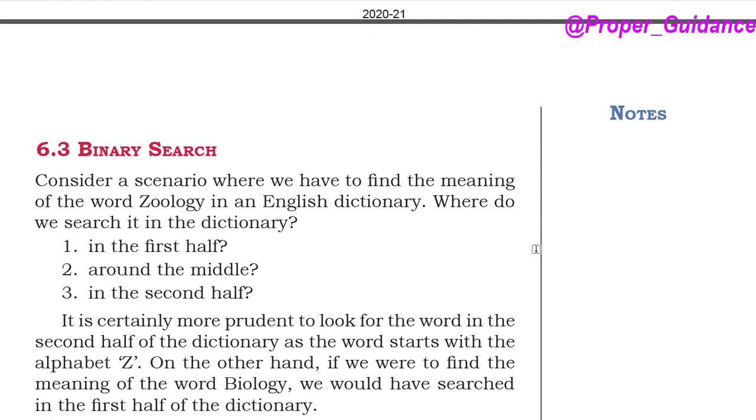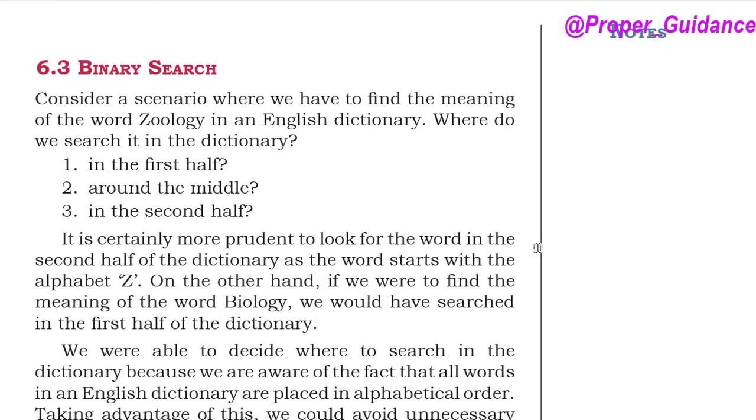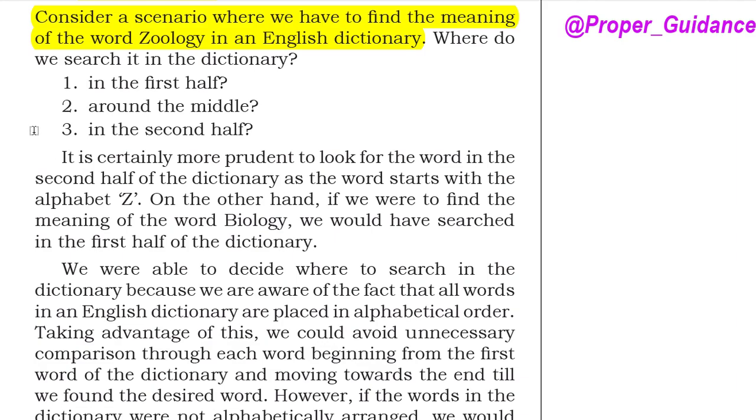Okay, so the next concept we are going to learn is binary search. Linear search is completed. After that we will now learn binary search. Consider a scenario where we have to find the meaning of the word zoology in an English dictionary. Where do we search in the dictionary? In the first half, around the middle, or in the second half? It is certainly more prudent to look for the word in the second half of the dictionary, as the word starts with the alphabet Z.